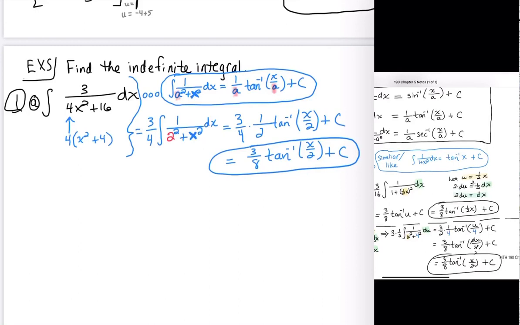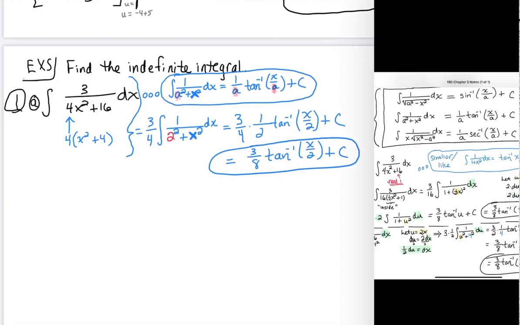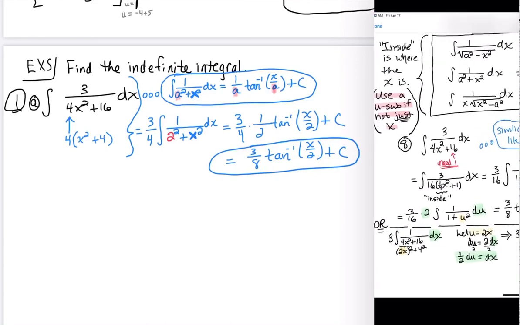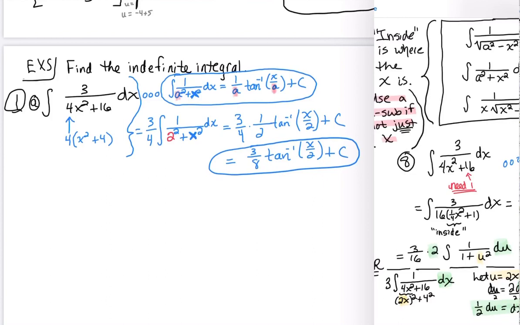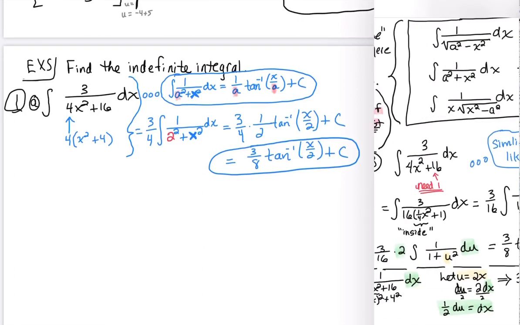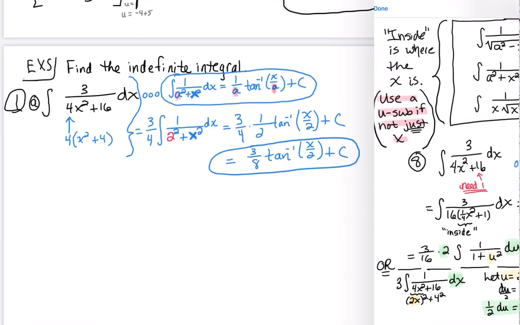If you don't have a plain old x squared, you either need to do a u sub, that's the more general way to approach it, like we did at the bottom down here. Do a u sub in order to get it as just a 1 over u squared plus a squared. Or in this case, just dealing with constants, you can factor out that constant. Makes short work of it, but in other situations, you do need this u sub idea.